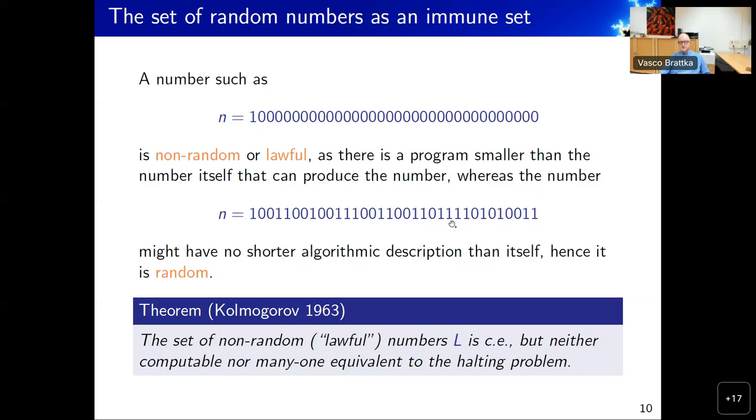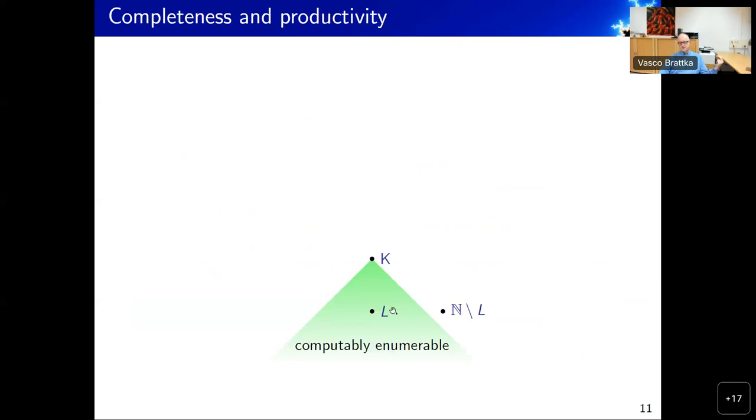So this leads to the distinction between random and lawful numbers. A random number would be one where there is no program shorter than the number itself. And a lawful number would be a number where there is a shorter program. And Kolmogorov showed that the set of non-random or lawful numbers is a computably enumerable set, which is neither computable nor many-one equivalent to the halting problem. So there is a natural example, in other words, of such a problem. So the set of lawful numbers, it sits here. It's neither computable nor equivalent to the halting problem. And its complement sits somewhere outside here.